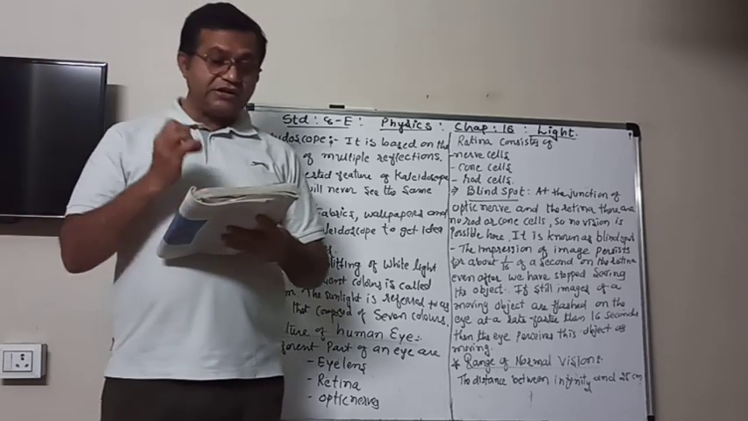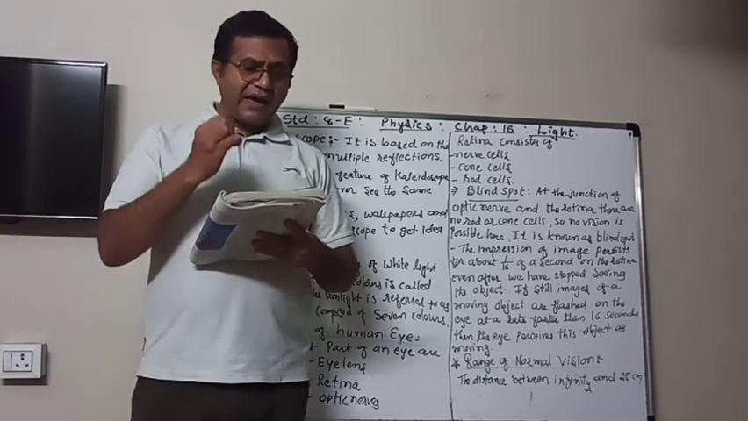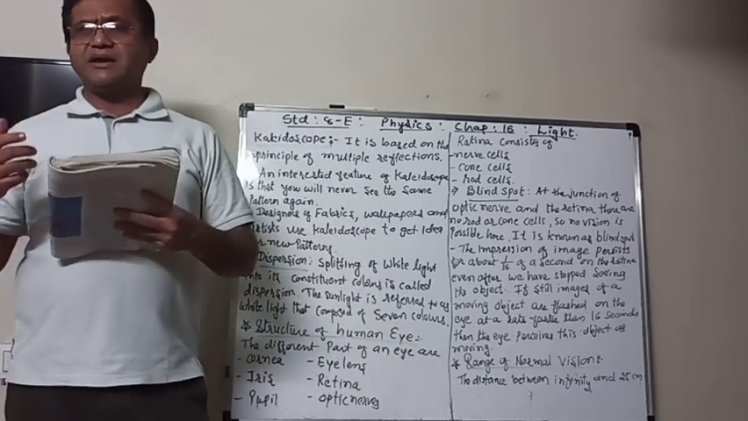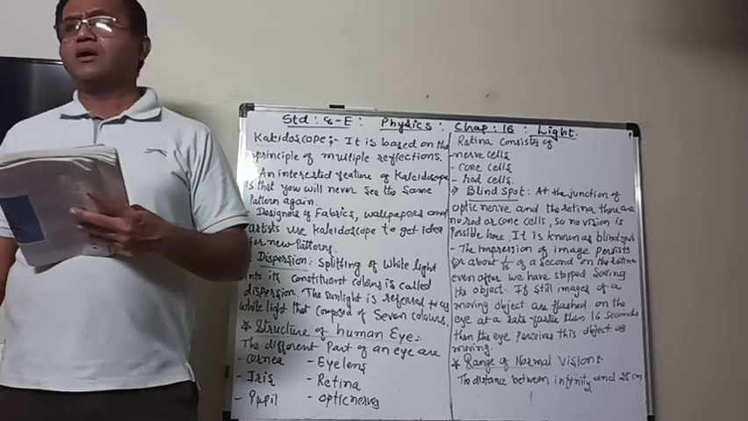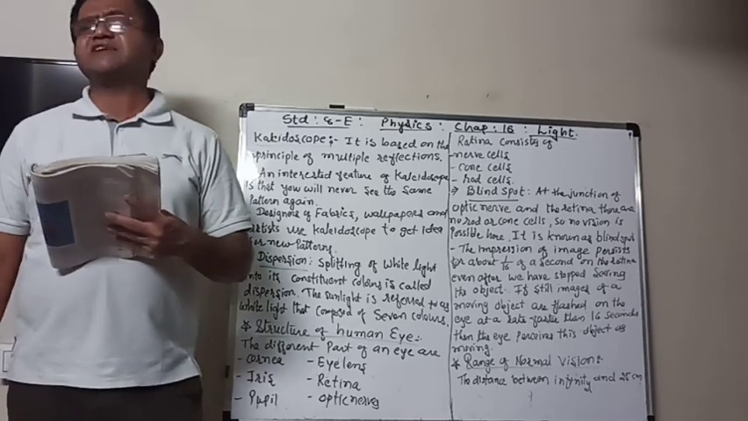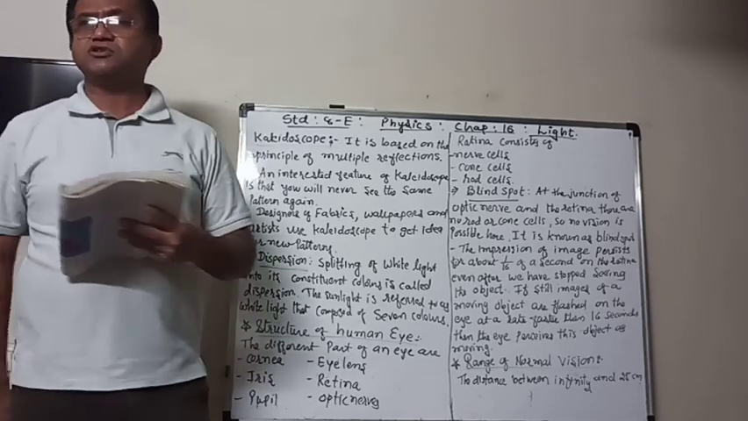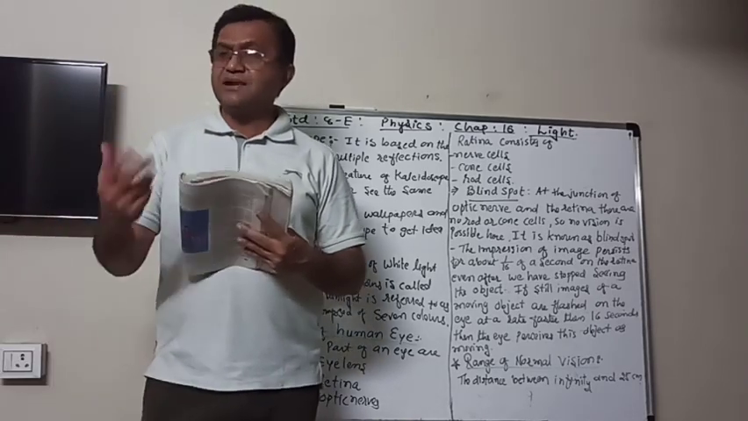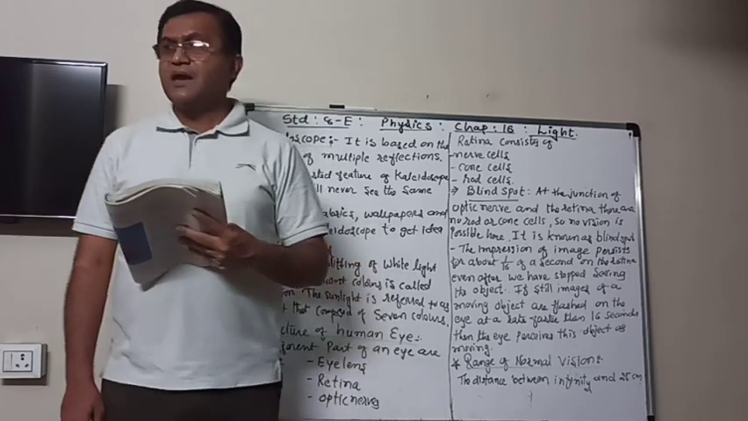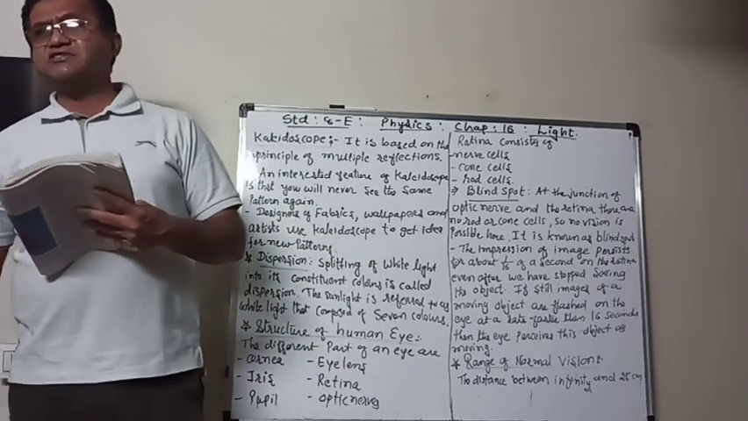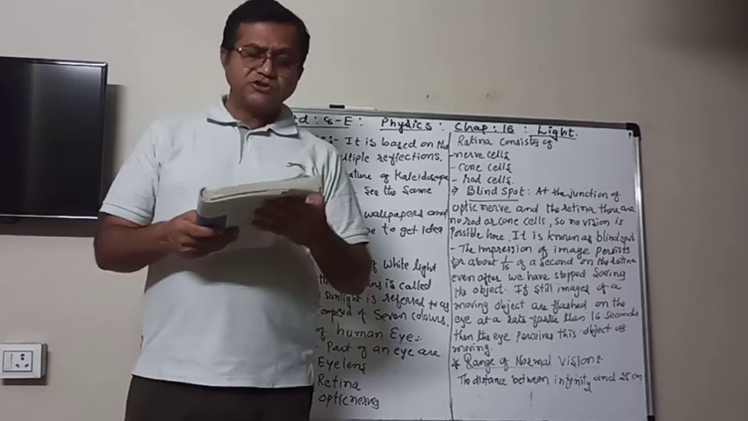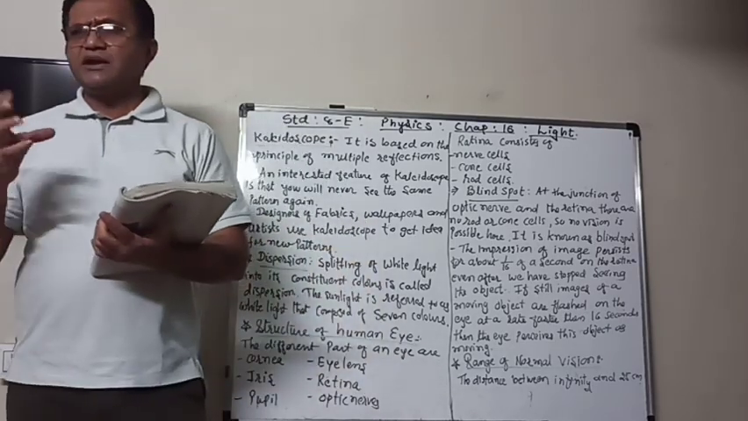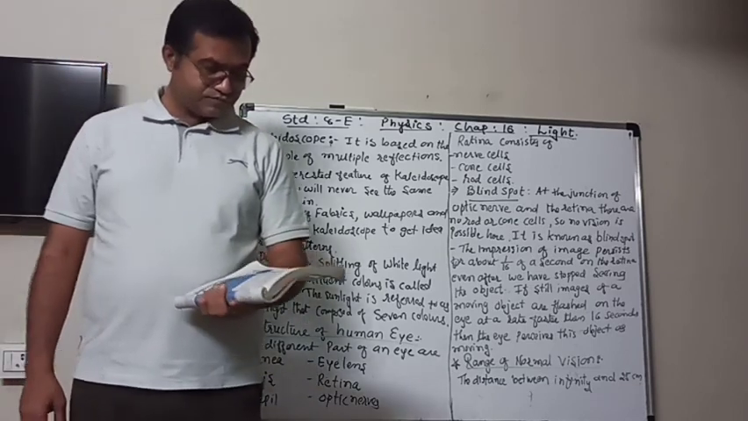The iris controls the amount of light entering the eye. You know that when somebody accidentally throws a beam of light on your eye, like with a torch, we close our eye. Why? Because it can damage our retina, and therefore the iris controls the pupil, and so less light is entering. So it controls the eye.